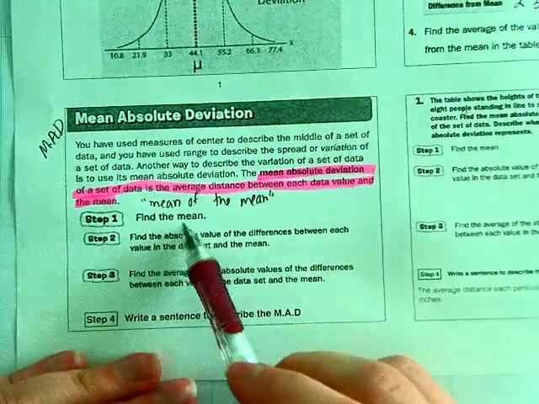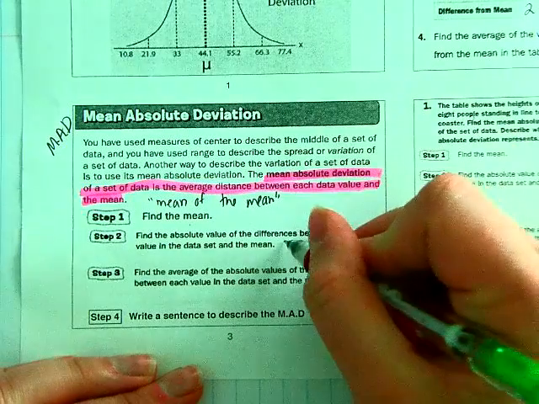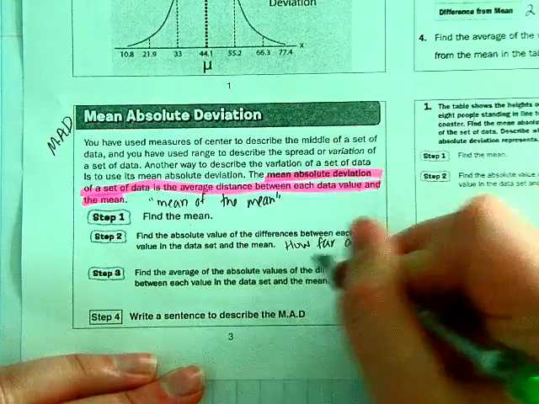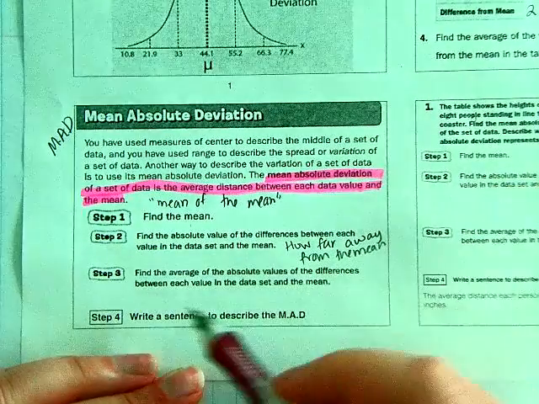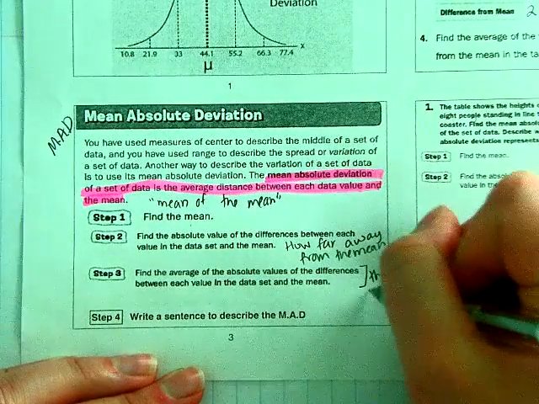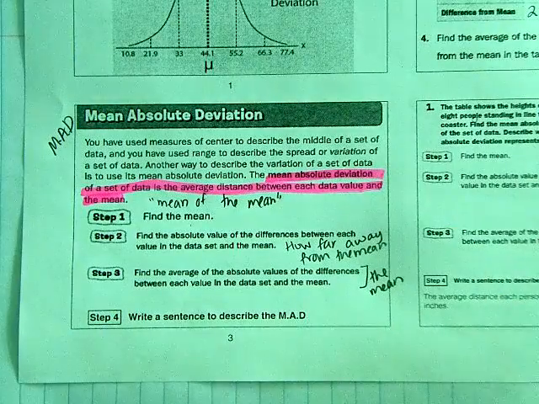So we're going to, step 1, find the mean. Step 2, find the absolute value, which is just how far away from the mean each number is. Then find the average of those differences. So then find the mean again. And then step 4 is going to be to write a sentence to describe the mean absolute deviation. So we're going to go through a few of those.